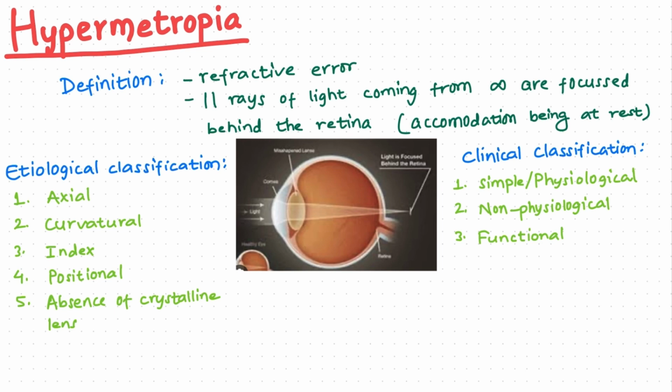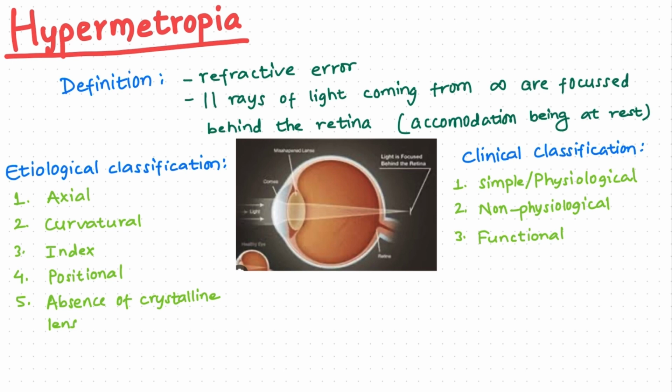Congenital non-physiological hypermetropia is seen in microphthalmos, when the eyeball is smaller than normal, nanophthalmos, microcornea, right? And acquired non-physiological hypermetropia occurs in conditions like senile hypermetropia, right? And positional hypermetropia due to posterior subluxation of lens, aphakia, because of absence of lens, congenital or acquired.